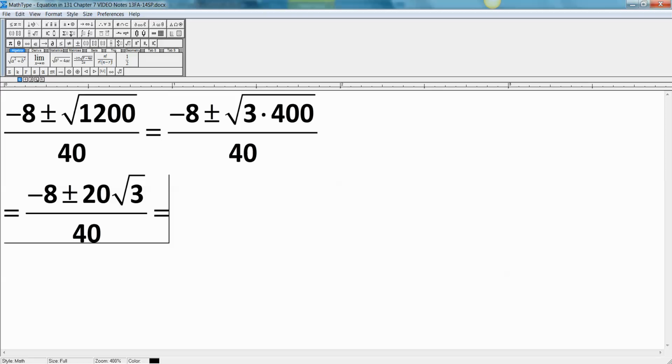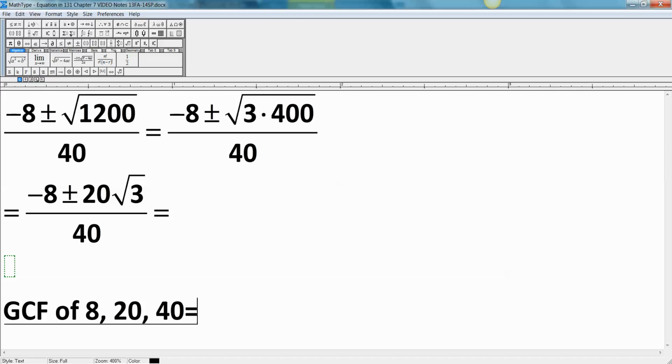Now you're still not done because 8, 20, and 40 all have a GCF. Let's write it down here. GCF of negative, well, we don't really care about the negative. 8, 20, and 40 would be 4, right? So I'm going to have to take 4 and put it into all three of these numbers. So what's 8 divided by 4? That'd be negative 2, right? Negative 8 divided by 4, excuse me.